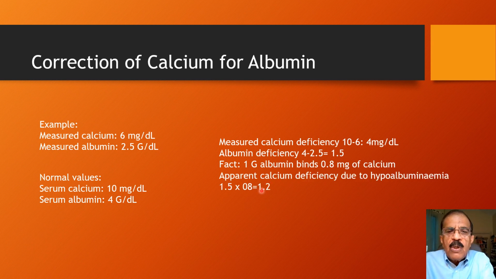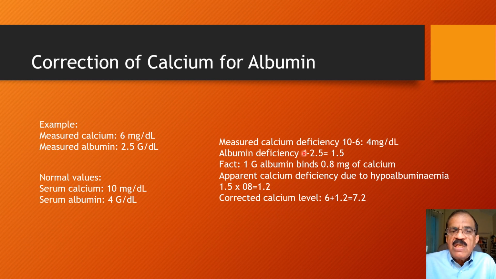Okay, so because this patient has a 1.5 gram deficiency of albumin and 1 gram binds 0.8 milligram, the total apparent calcium deficiency due to hypoalbuminemia is 1.2 milligram, which is not the real one. It is real in the sense that it is bound to the protein, but it is not what matters. So when we make the correction, the corrected calcium level in this patient would be 6 plus 1.2, so the value will be 7.2. So 7.2 is also low, but not as low as it was initially thought, 6.